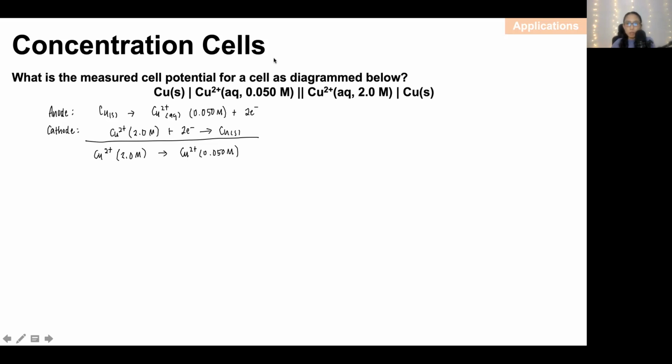Okay. So we have E cell equals E naught cell minus RT over nF Ln 0.050 molar over 2 molar. Again, this is equal to 0. The standard cell potential is 0. But what is the cell potential?